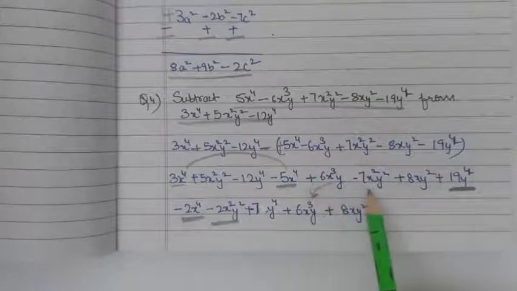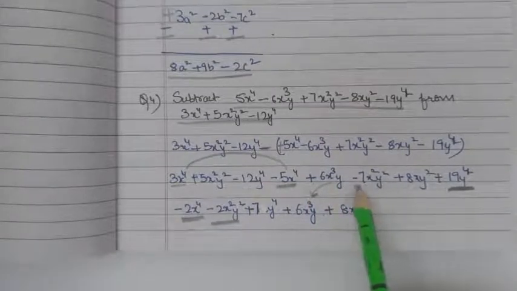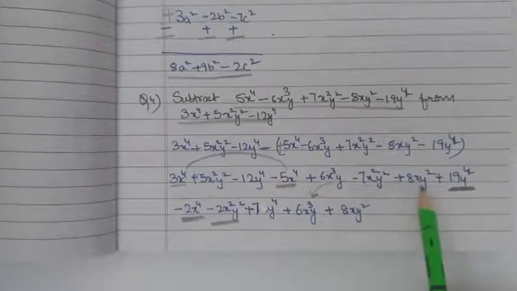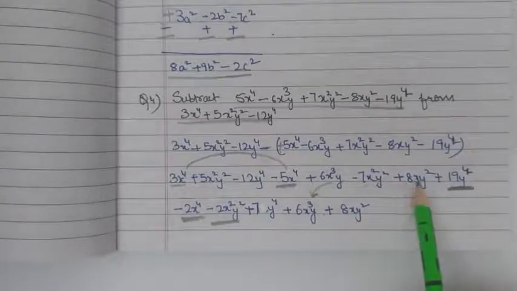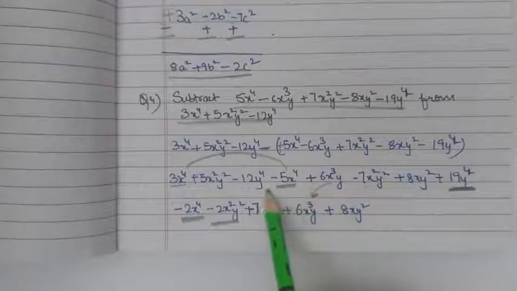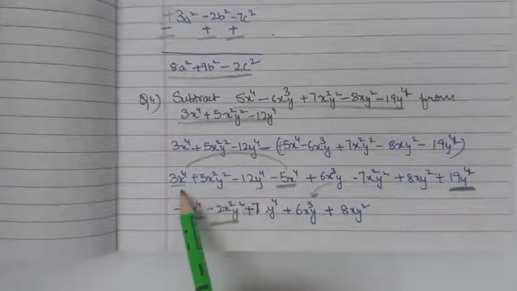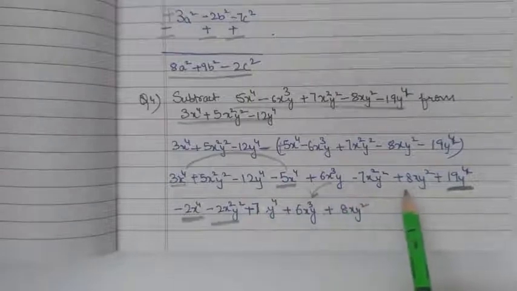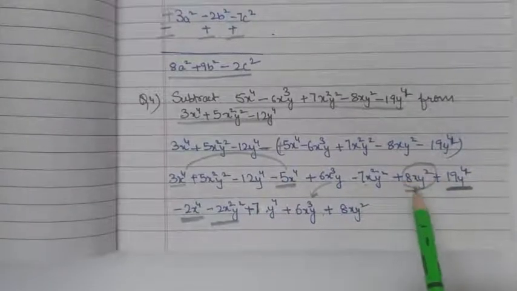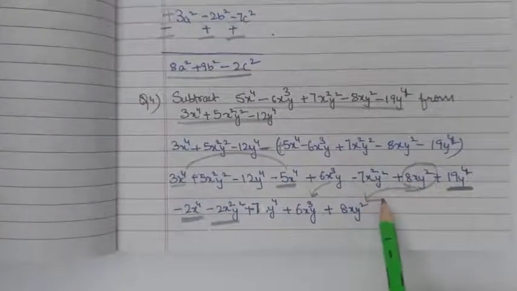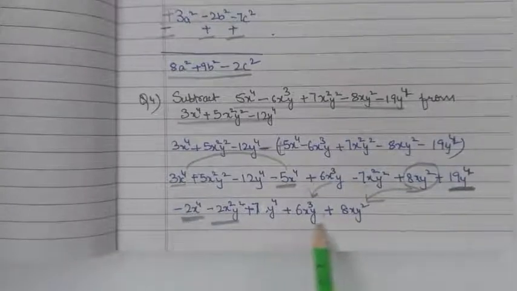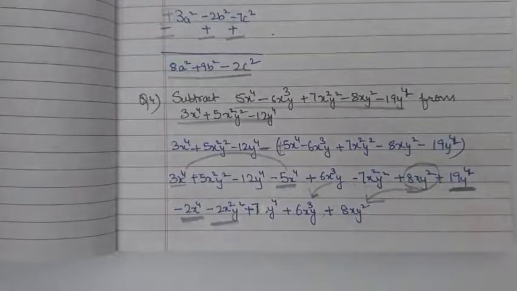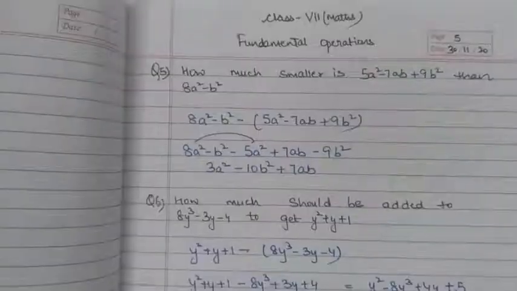Then this we have already used. Then we are left with 8xy square. Now there is no other term containing xy square. So it means we are left with this term only. So now this is our final answer. Clear?